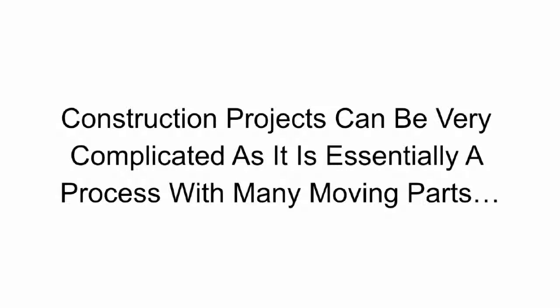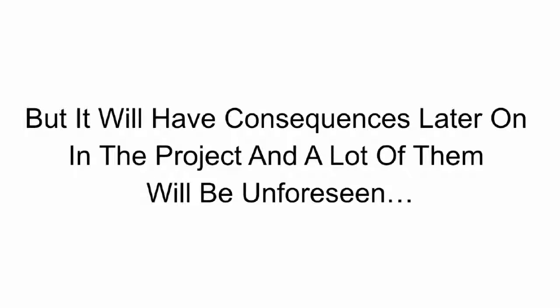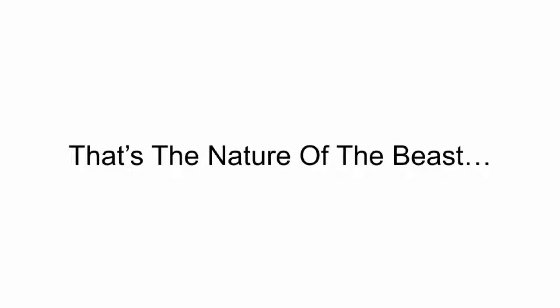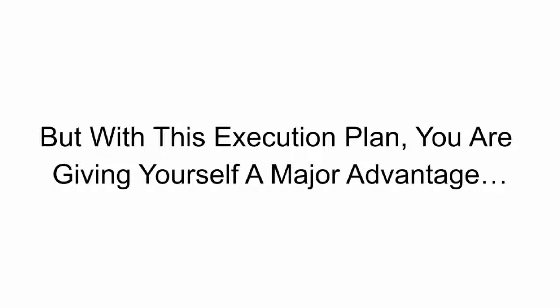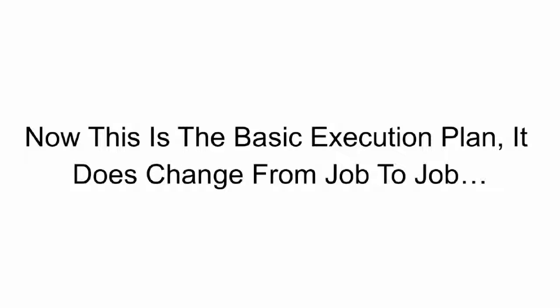Construction projects can be very complicated, as it is essentially a process with many moving parts. And when one of the parts goes wrong, it not only affects the project when this occurs, but it will have consequences later on in the project, and a lot of them will be unforeseen. I don't want to get too technical here, so take my word for it. One mistake will have a knock-on effect, which would then lead to more mistakes. That's the nature of the beast. And by far the best way to deal with all this is to make sure that the mistakes don't happen at all. However, as you'll eventually find out, that is easier said than done. But with this execution plan, you're giving yourself a major advantage with whatever work you want to get done to your house.